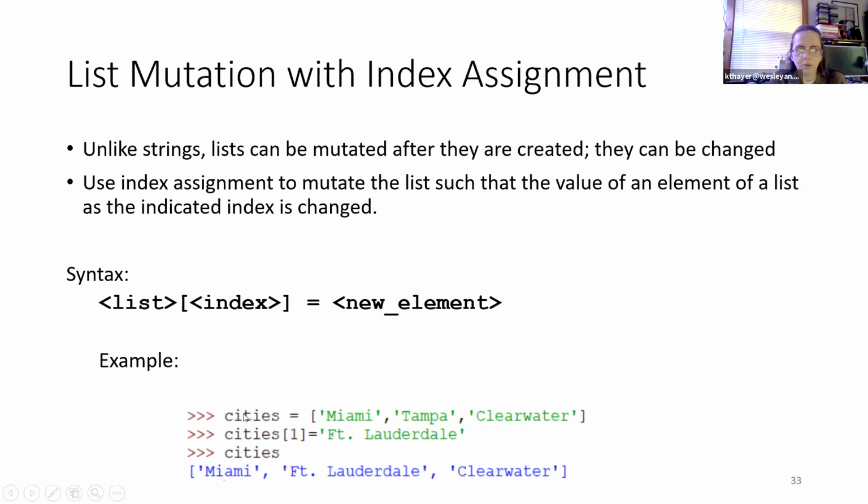So here's an example. Here's some cities. We have 3 cities here. And now what I'm going to do is change the item at index 1. That used to be Tampa, and now I'm saying overwrite only element number 1 with Fort Lauderdale. And so when we look at our cities, we see that Tampa has now been mutated to Fort Lauderdale. That's different than rewriting the whole list. We've only rewritten one position in the list.